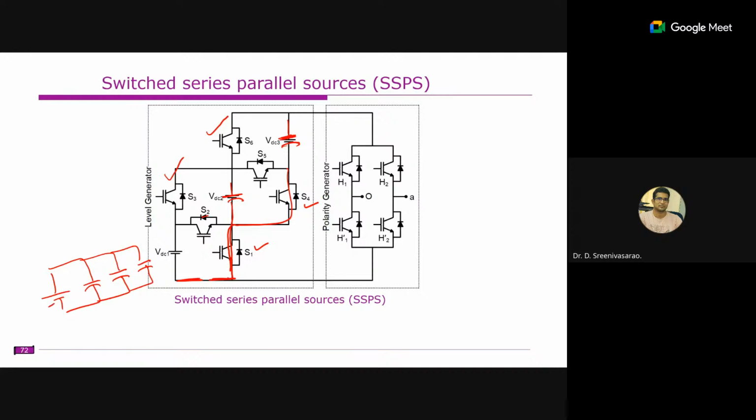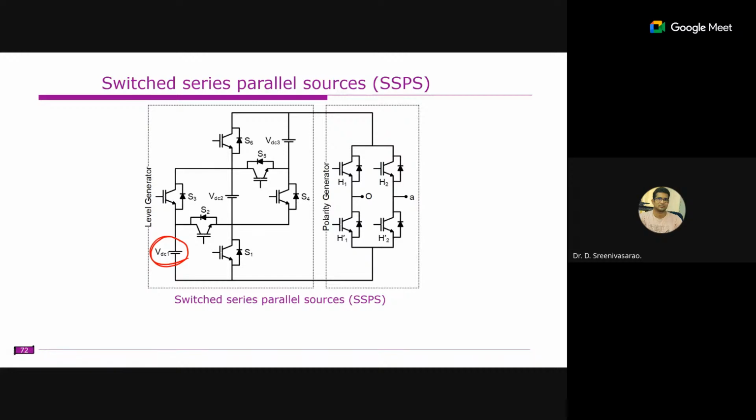So this is the DC source. Now all these things will be charged to VDC. So this is VDC, VDC, VDC. Likewise. Understood. So that means you basically require one DC source, and for the rest of the things you can use capacitors.